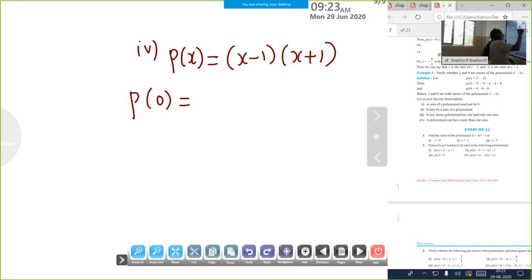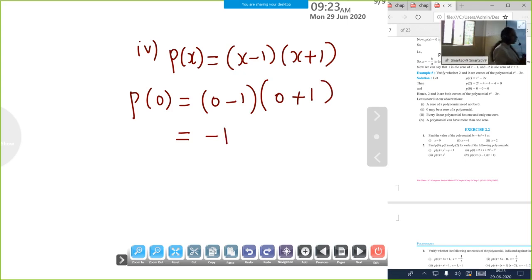P of 0 equals, in the place of x you substitute the value 0 over there. 0 minus 1. Here x is 0, minus 1. Close the bracket. Again one bracket over there, 0 plus 1. Okay. Then again next step. What is 0 minus 1? 0 minus 1 is minus 1 itself. Any number, when you add or subtract with 0, the answer is that number itself. Here the number is minus 1, so you put minus 1.